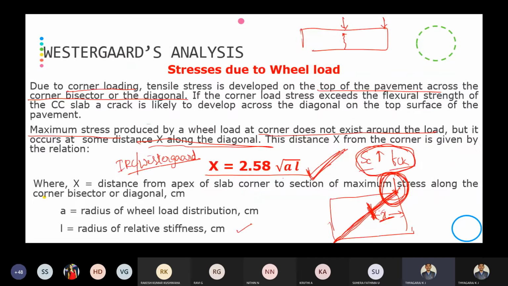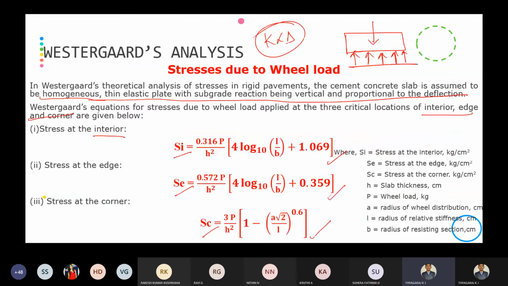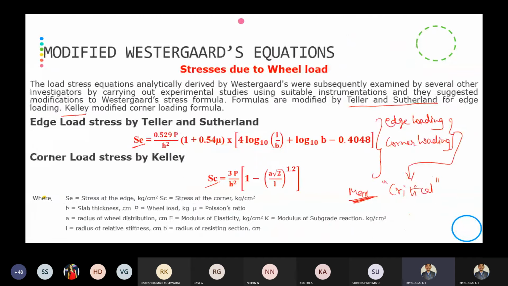You can observe the formula here. They only modified the edge load and corner load. The load stress equations analytically derived by Westergaard were subsequently examined by several other investigators by carrying out experimental studies using suitable instrumentation. That is, they conducted many studies in the field, and came up with these modifications for the Westergaard equation. Who are those? Teller and Sutherland and Kelly.